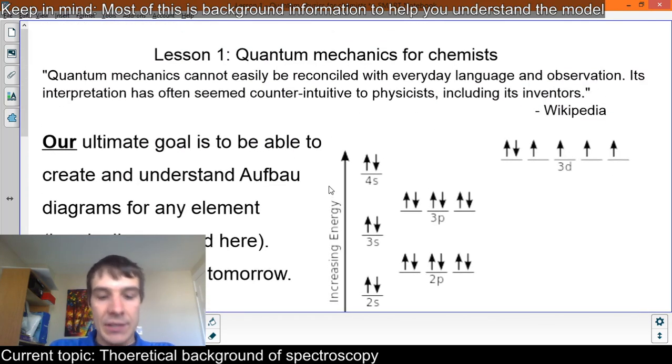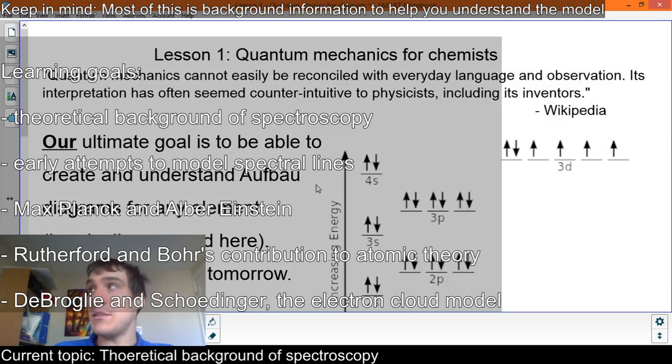So let's talk about what we're actually going to talk about today. Here are our learning goals. First off, a theoretical background of spectroscopy. What is spectroscopy? Why is it useful? When was it invented? That kind of thing. Then the early attempts to model the spectral lines that we got from spectroscopy.